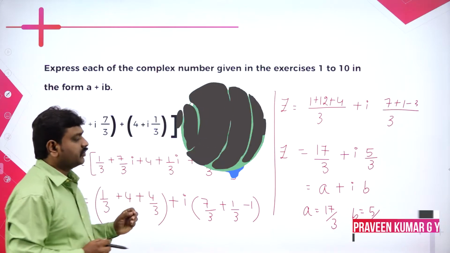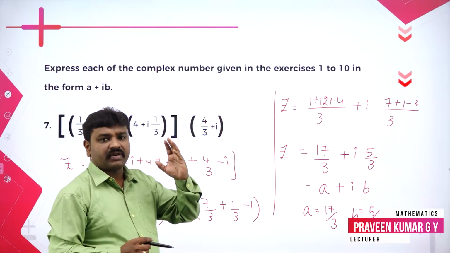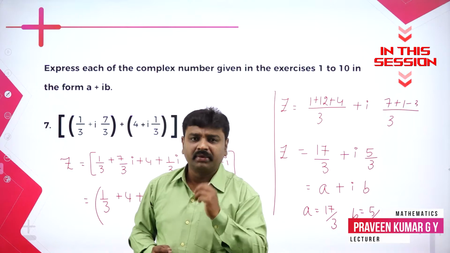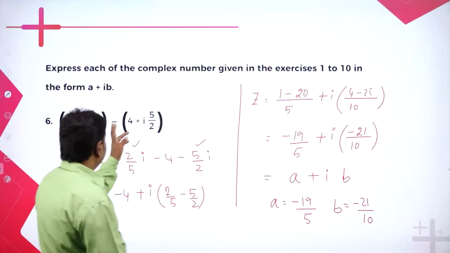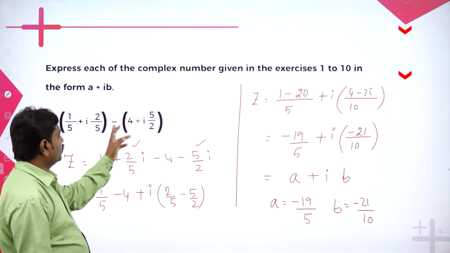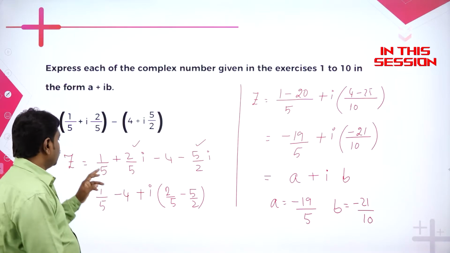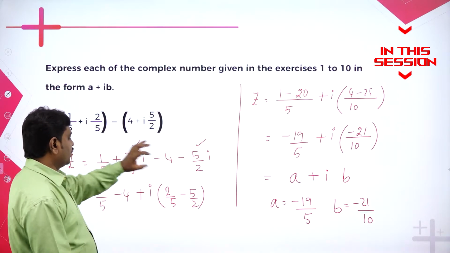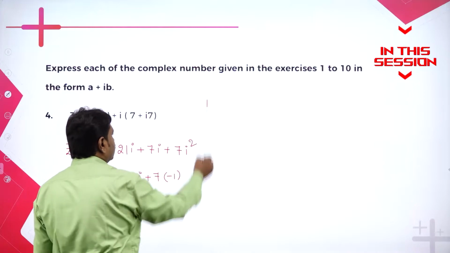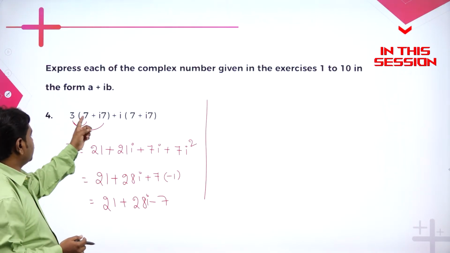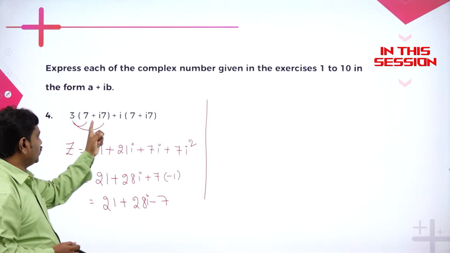So we simplified term wise and arrived at the result in the form a plus ib, and a and b by comparison you can write. Open the brackets: minus into plus is minus, again minus into plus is minus, and the numbers without i, 1 by 5 and minus 4, club them. Simplify this further. So I multiplied term wise, 3 7s are 21, 3 7s are 21 into i, 21i.